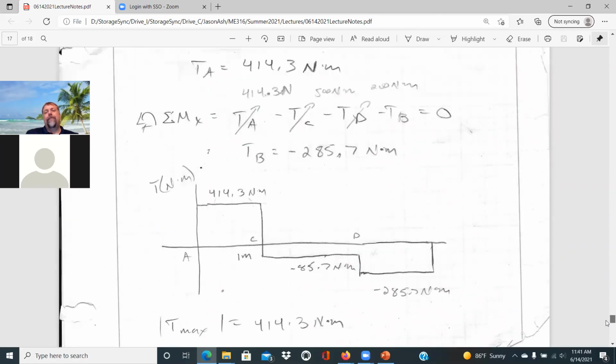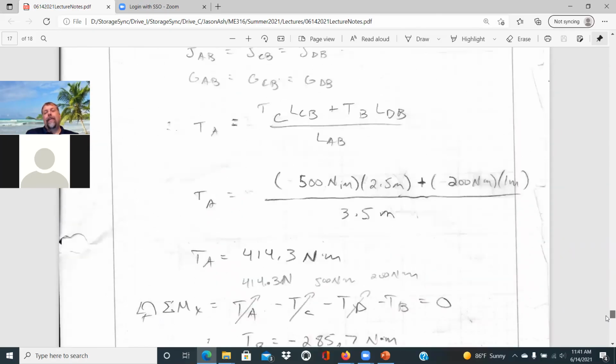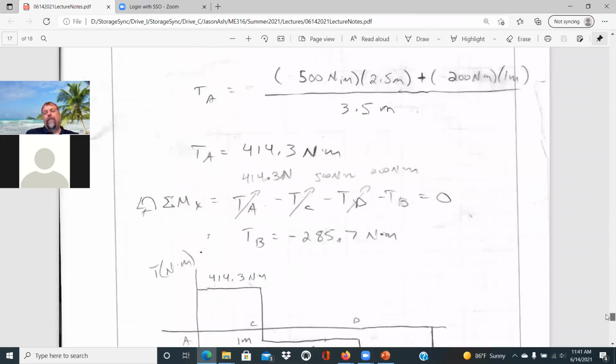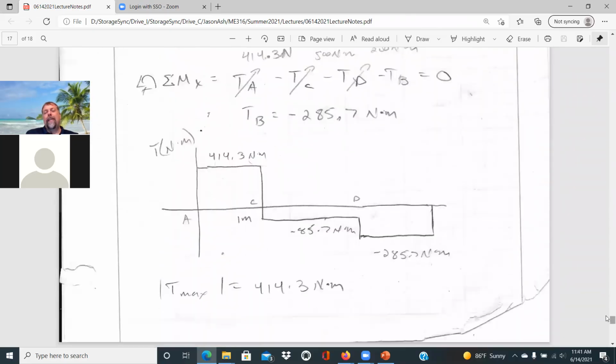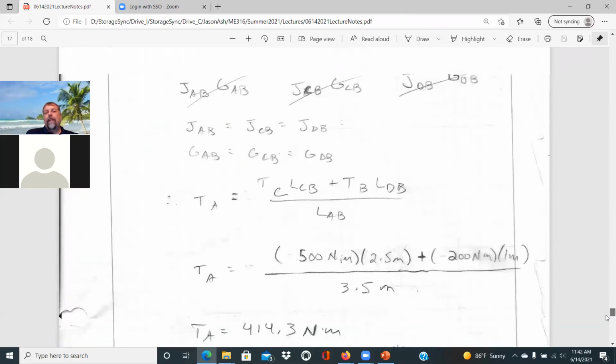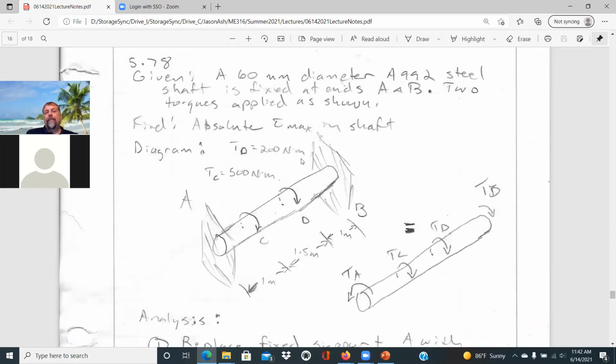But what we see in this situation too is that, we won't go back so far this time, the torques that are applied are 500 Newton meters and 200 Newton meters. But even though a 500 Newton meter torque is applied, the largest torque that the shaft actually experiences internally is 414.3 Newton meters. And so that's our maximum shear stress. And again, what we're solving for is just the absolute maximum shear stress in the shaft.